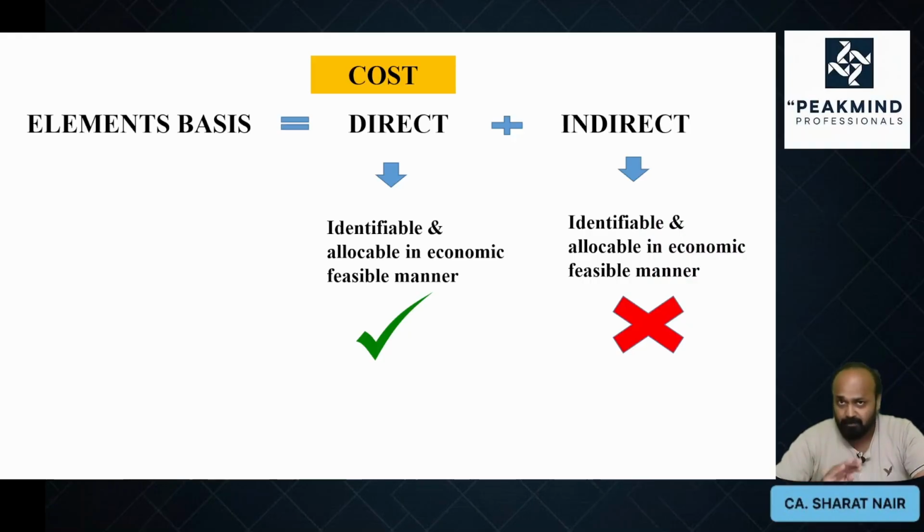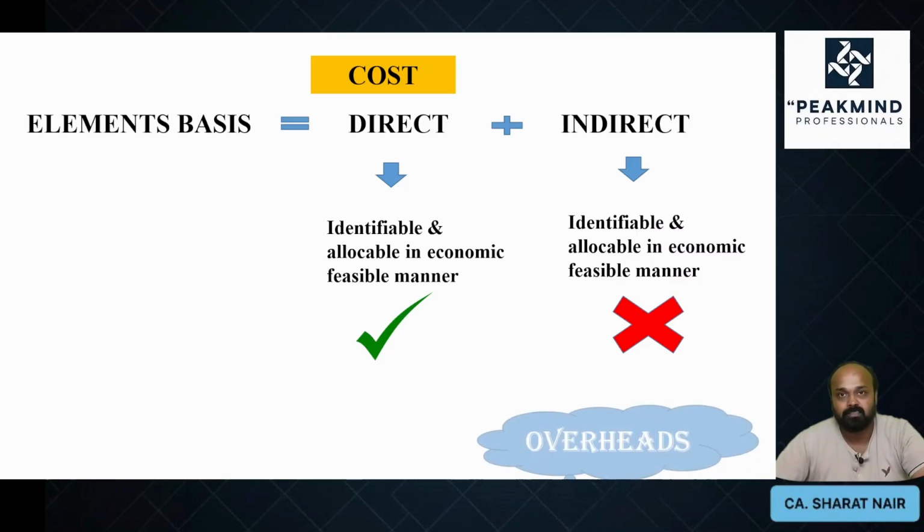Now, let it be direct or indirect, the elements of cost include mainly three elements. Basically, they are material, labor as well as expenses. Now, inside the indirect cost, whatever the material, labor and expenses are there, they are collectively called as what? Overheads.